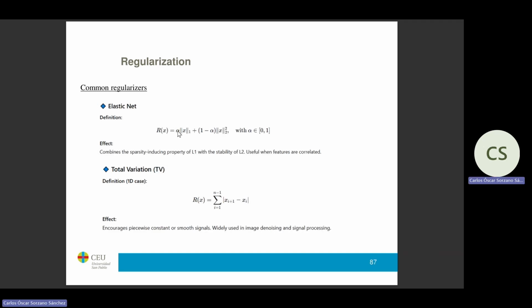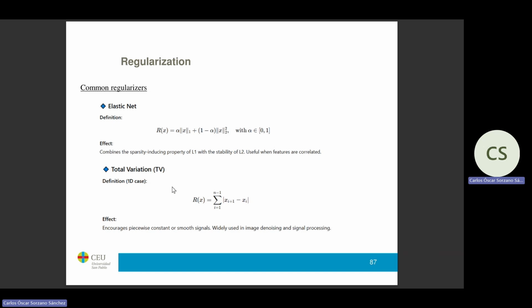And here is a mixture between the two. So here you have the elastic net. The elastic net is a mixture between L1 norm and L2 norm, and then they are combined linearly through a parameter alpha.